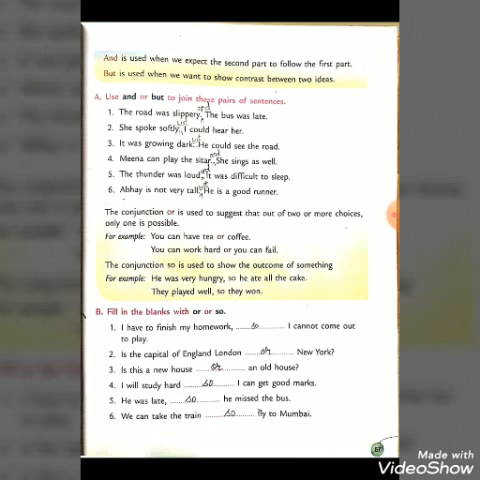Now the next one: it was growing dark, but he could see the road. Here is the same. We have used the conjunction "but" here. Next, the fourth one.